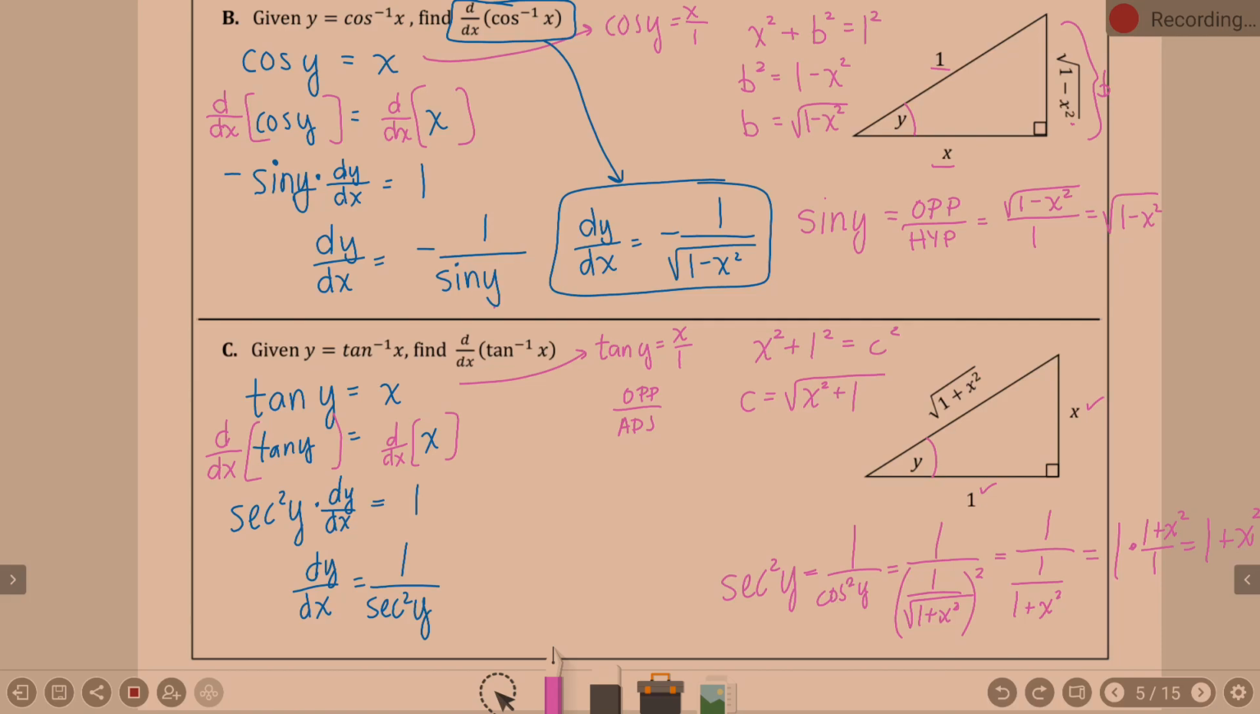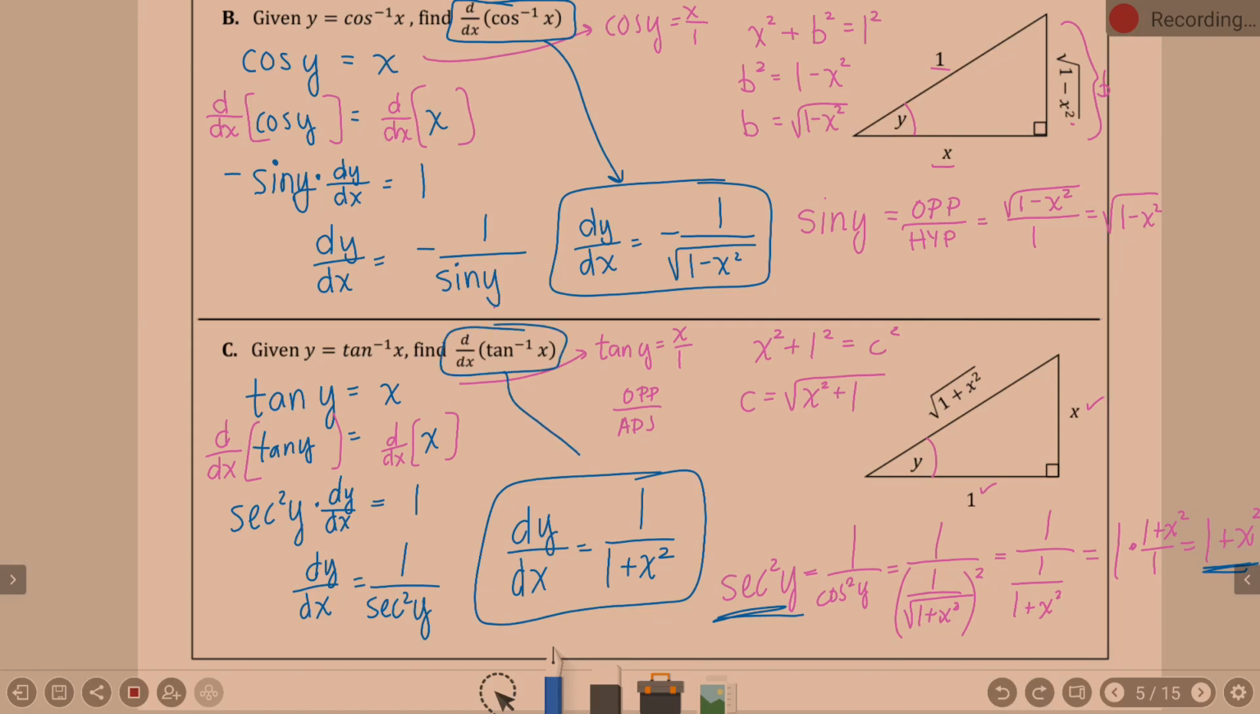So secant squared y became 1 plus x squared. So dy dx is 1 over 1 plus x squared. No square root in this one. This is the derivative of tangent inverse.